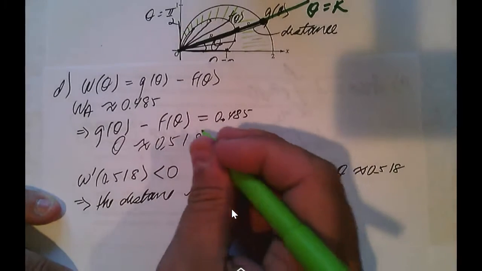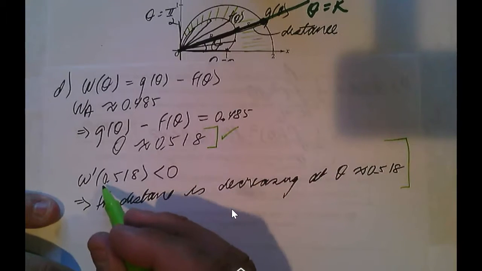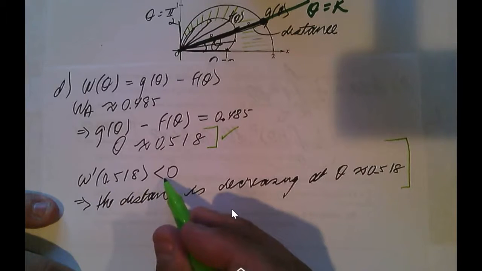And all they awarded was 2 points for all of this work. 1 point for coming up with theta is 0.518. 1 point for your conclusion. You determined the value of the derivative to be negative. That means that the distance is decreasing. That was your second point for a 2-point question.